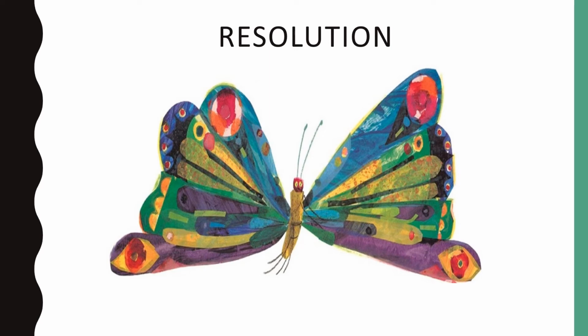The very hungry caterpillar turned into a beautiful butterfly. Look at his colorful wings. He needed all of that food so he could build his cocoon and turn into a beautiful butterfly. Let's pause the video here and read the story out loud together.